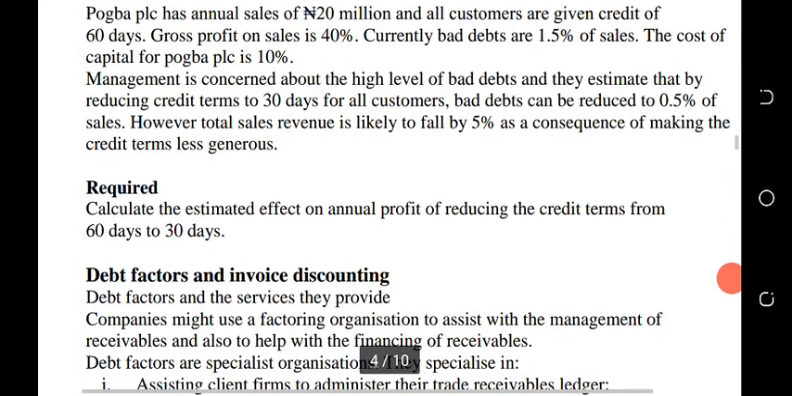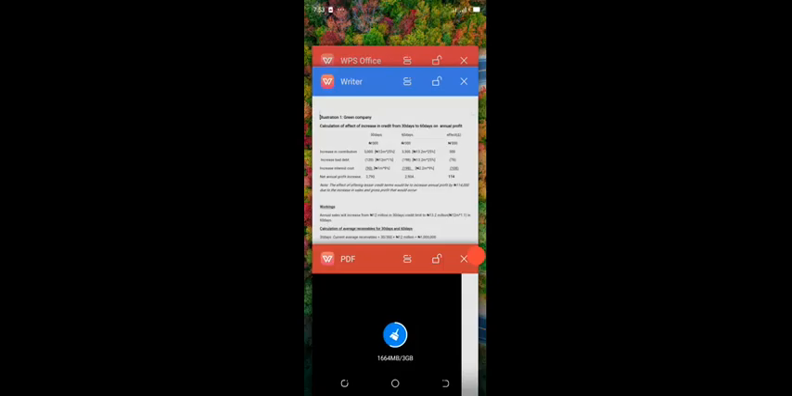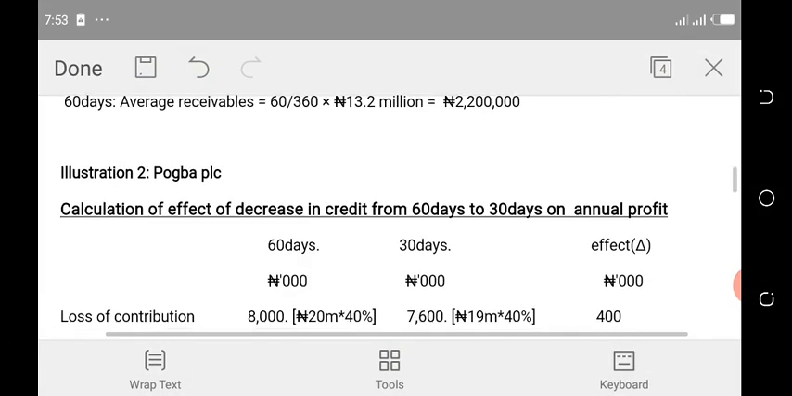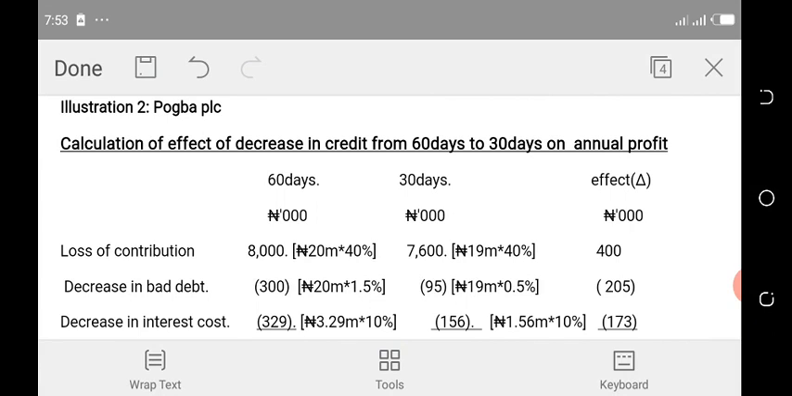So you are required to calculate the estimated effects on annual profits of reducing the credit terms from 60 days to 30 days. Now let's look at the effect. So let's look at the solution to this illustration. Now, for Pogba PLC, we want to reduce our credit terms from 60 days to 30 days.